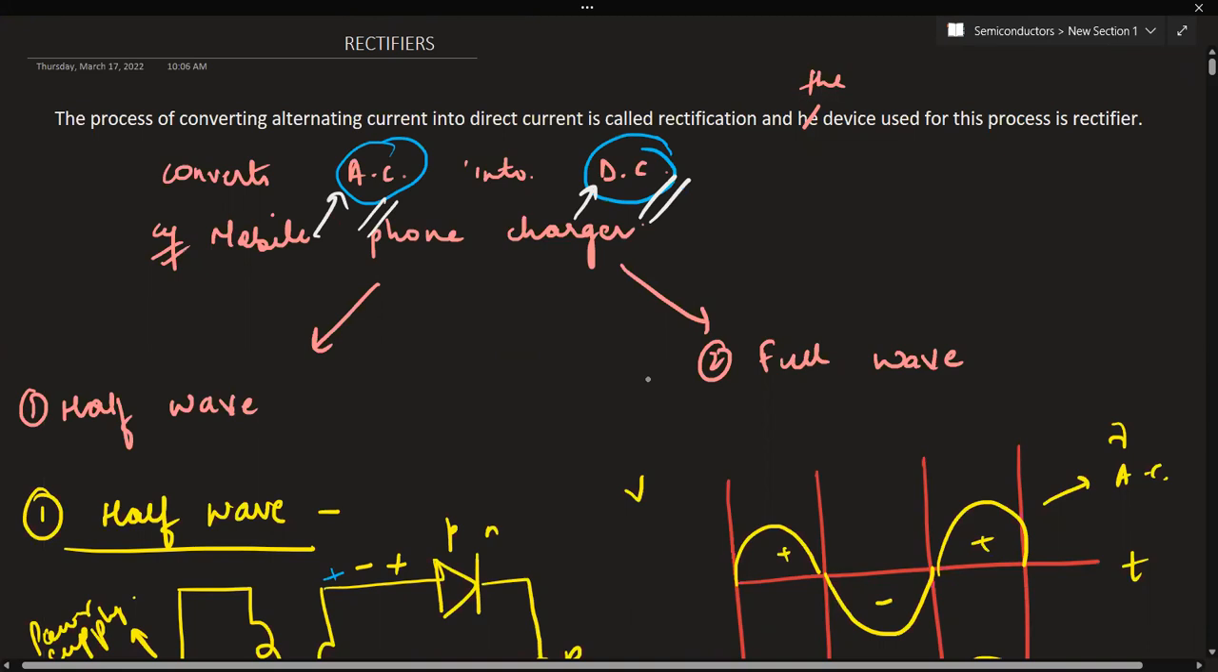And the device used for this rectification process is called a rectifier. Now rectifiers are of two types. One is the half wave rectifier, other one is the full wave rectifier. An example of a rectifier is your mobile phone charger as well.